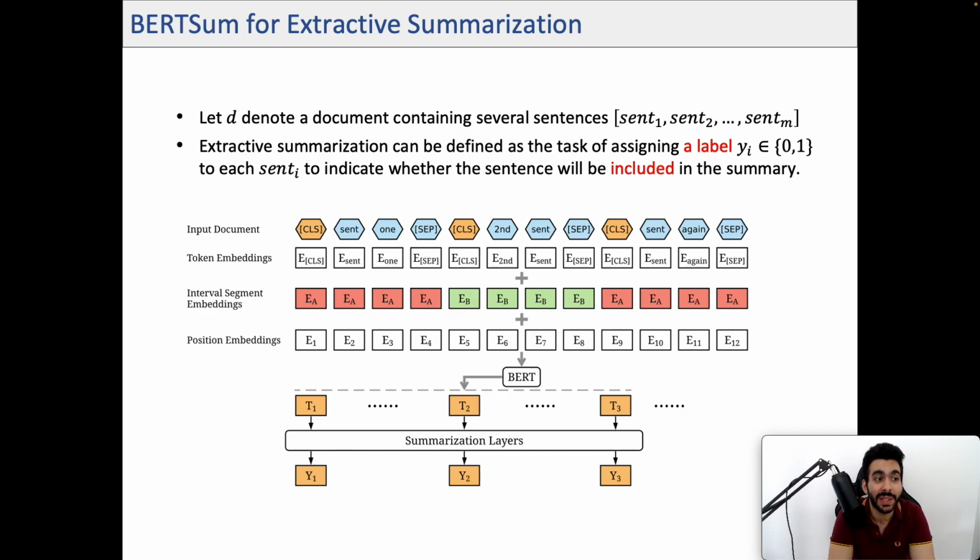where you are assigning a label between 0 and 1 to each sentence i, whether this sentence will be included in the final summary or not. This means that we are more or less getting an output from BERT and then adding some summarization layer, denoting an output from Y1 to YM with respect to whether this sentence will be important or not.